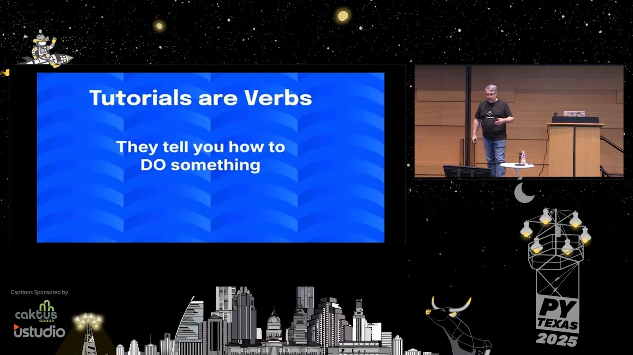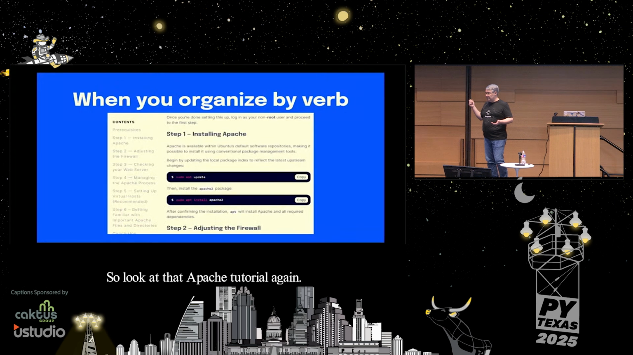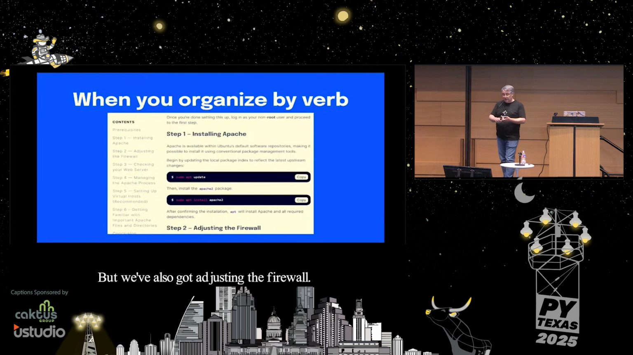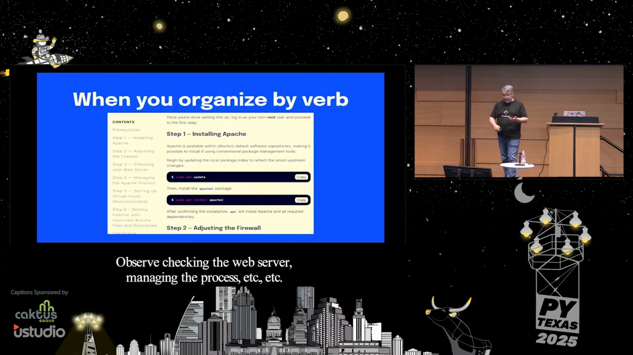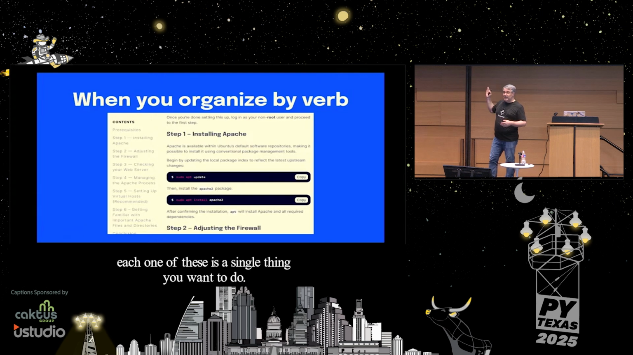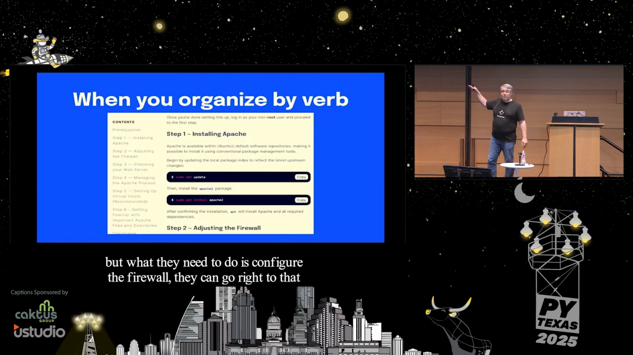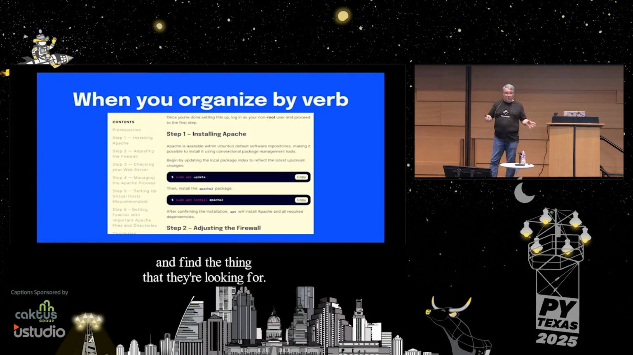So, in contrast, if references are nouns, then tutorials are verbs. They tell you how to do something. Let's look at that Apache tutorial again. So we've got installing Apache as step 1, but we've also got adjusting the firewall, checking the web server, managing the process, et cetera, et cetera. Each one of these is a single thing you want to do. If a user comes to this and they've already got Apache installed, but what they need to do is configure the firewall, they can go right to that and find the thing that they're looking for.